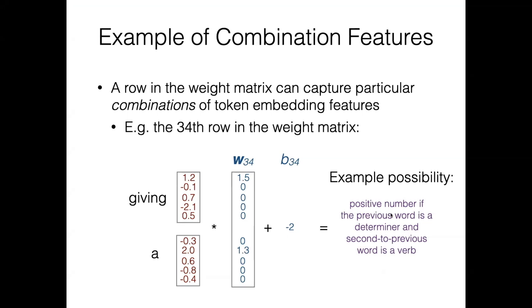And one example possible interpretation is, maybe it learned something about sentence structure. And so multiplying this would give you some positive number if the preceding word was a determiner and the second to previous word in the context is a verb. And again, this is just one possible interpretation. You would have to do some kind of interpretability to see if this was actually the case. It's more just showing that the model has a lot of flexibility in possible features it can learn given the context.